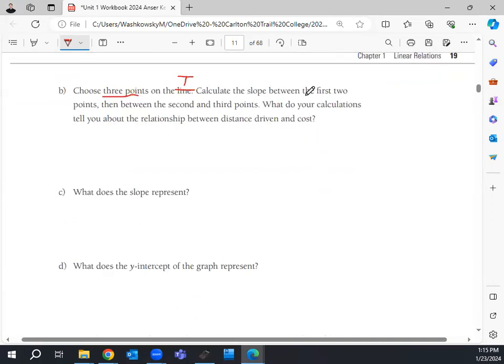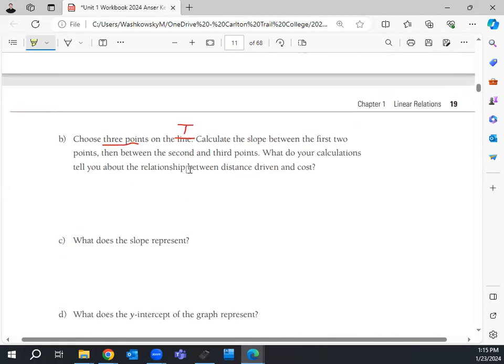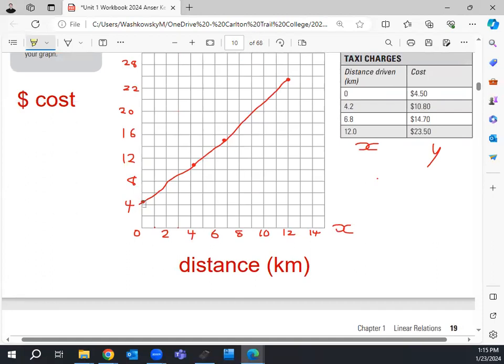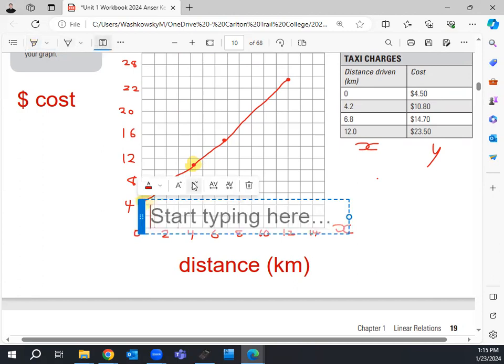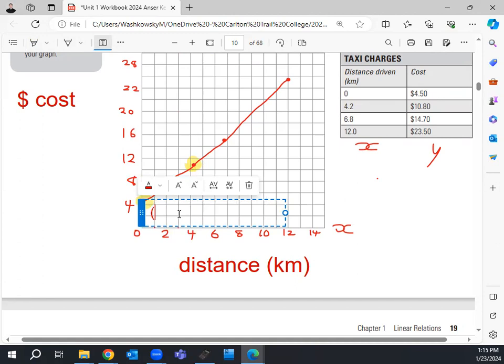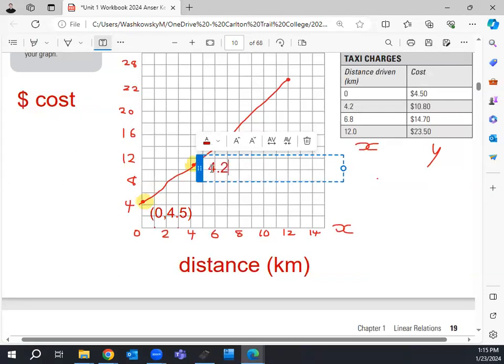So we want to calculate the slope between the first 2 points and then between the second and third points. So you can pick any 3 points you want on there. You may have started this already. I'm just going to pick the first 2 points I see, which are these two. Let me make this smaller. I'm just going to quickly write them in. You don't have to do this if you don't want, but 0 and 4.5. That's the first point. My second point was 4.2 and $10.80.